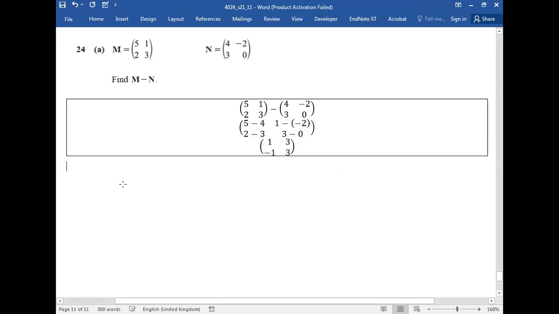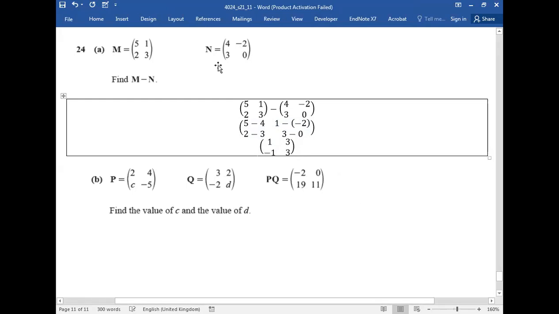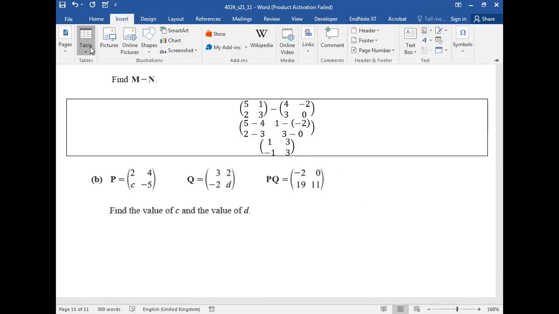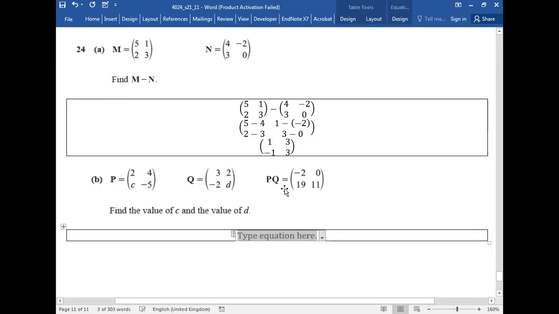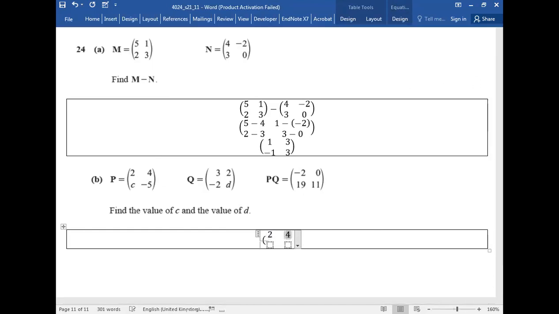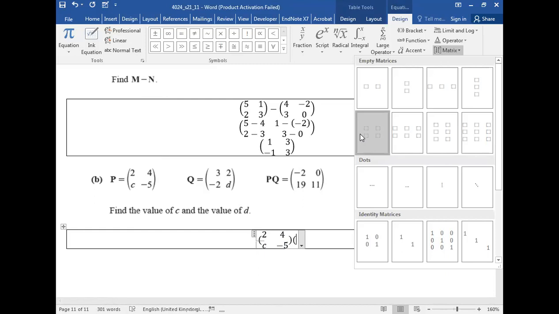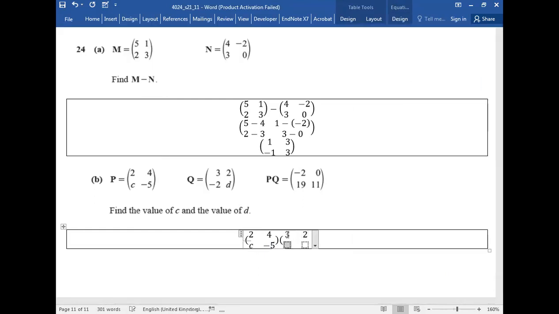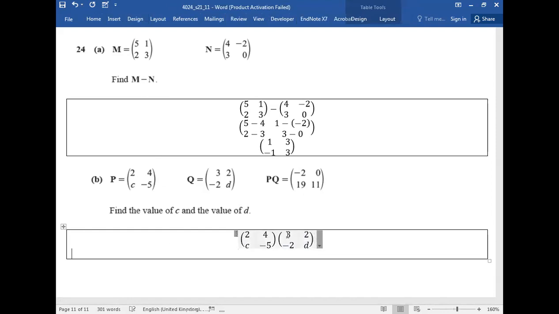Now the next part is asking us the value of C and D. Okay, class. PQ. What does this mean? PQ का मतलब क्या है, class? P is being multiplied by Q. P is 2, 4, C and minus 5. And Q is 3, 2, minus 2 and 3. So if we multiply them, we get this matrix.